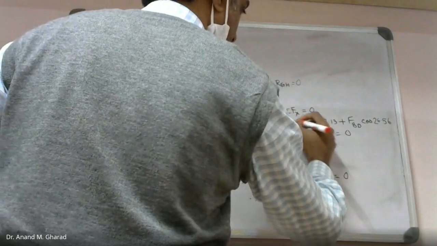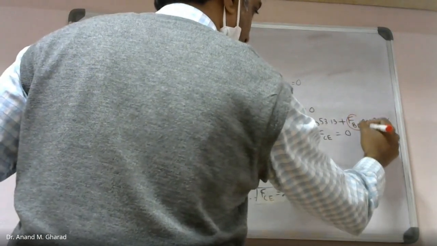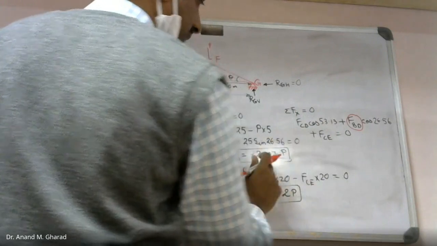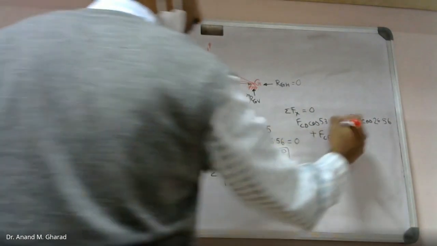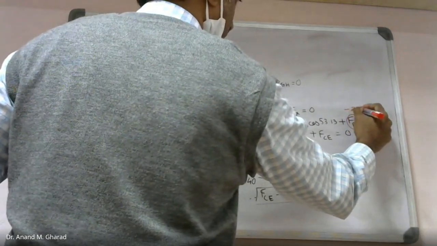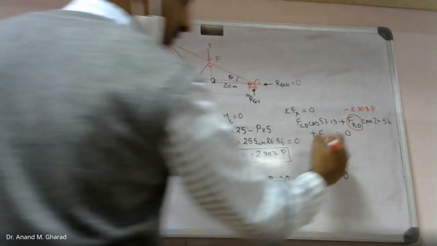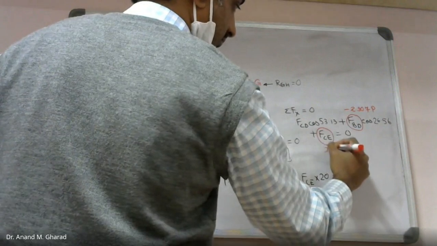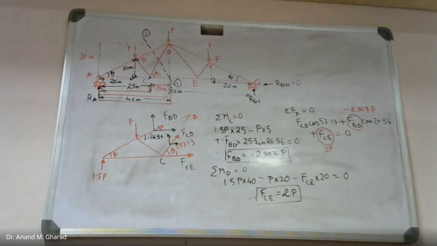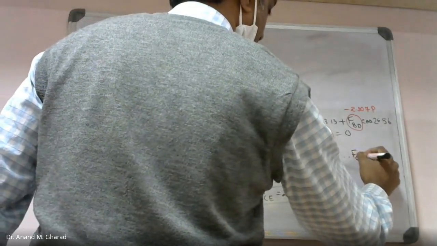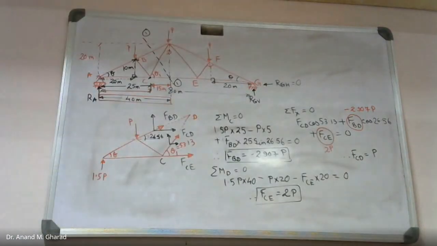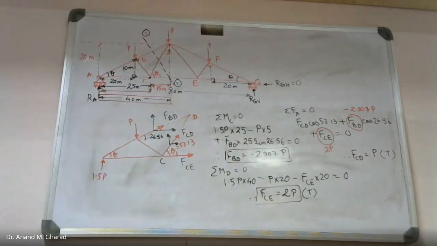Force in member CD. Here, force in member BD. Whatever you have found out, that has to be substituted. That is minus value. So minus 2.907 times P. FC is positive. This is 2 times P. And from here, I am getting the value of FC to be P. That is positive P. This is tension. Right? This is tension. And this comes out to be compression.